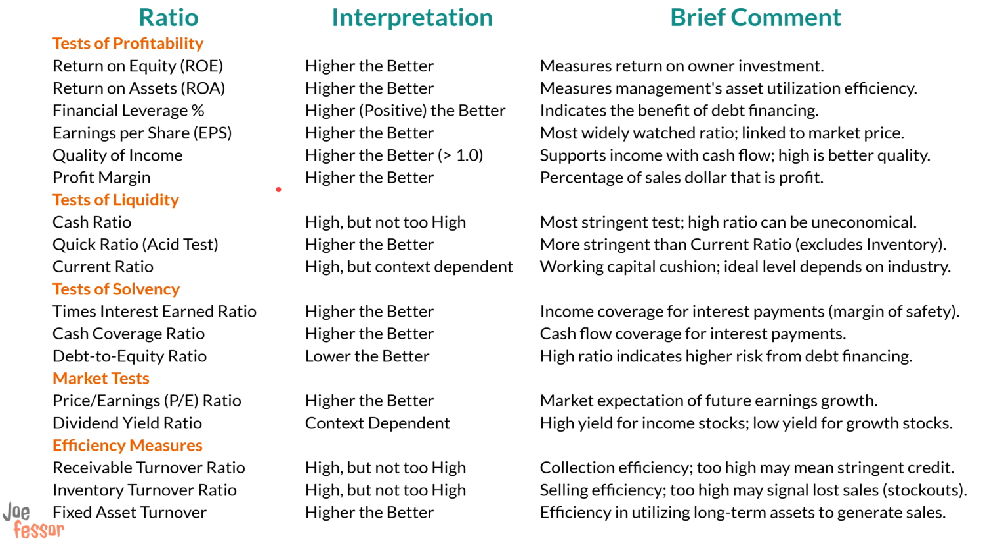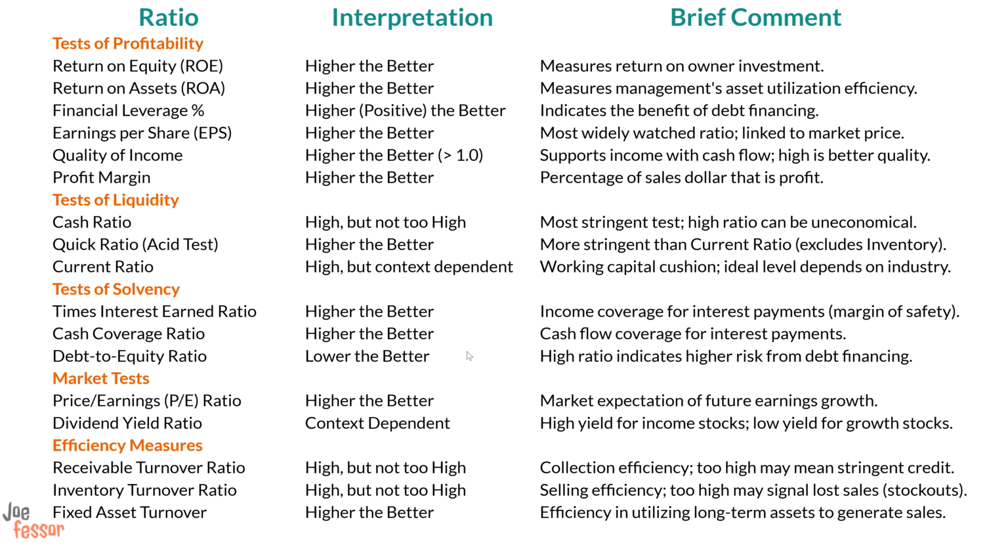This slide summarizes the interpretive direction for every ratio we studied. Look at the column titled Interpretation. Most ratios fall under the higher the better category, right? This generally applies to measures of return like ROE and ROA, solvency coverage like times interest earned, and efficiency like fixed asset turnover, right? The primary ratio that is generally lower the better is the debt to equity ratio, as a low ratio signals less risk from external debt financing.